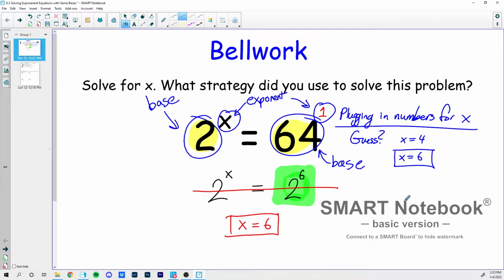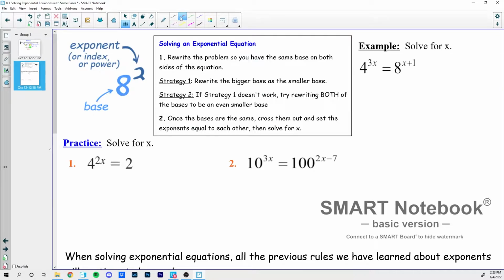Okay, so this will make a little bit more sense once we try some more problems with this, but that's the whole goal of today: how do we rewrite a problem so that it has the same base on both sides, and then I can just cross out the bases completely. All right, so let's try another problem.